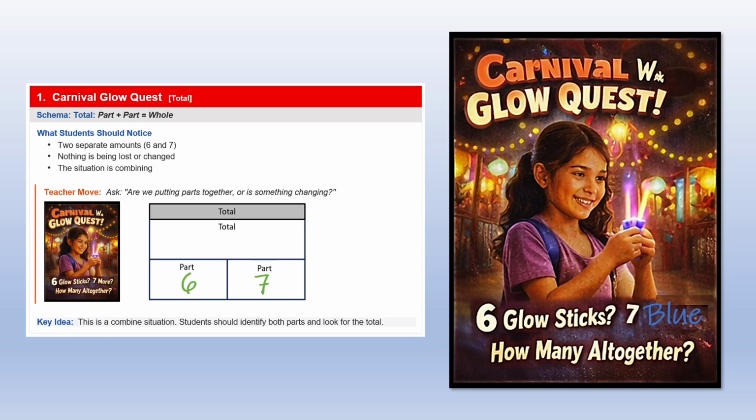Users will have access to part of the entire schema poster library included in the program. These are visual tools designed with minimal text, allowing students to develop a clear structural understanding of each schema before ever encountering a full word problem.